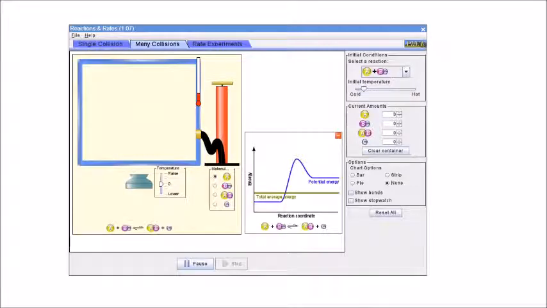And also the bond strength between the atoms plays a role. The magnitude of the activation energy is proportional to the bond strength between atoms. Now the orientation or the shape of the molecules will also play a part.